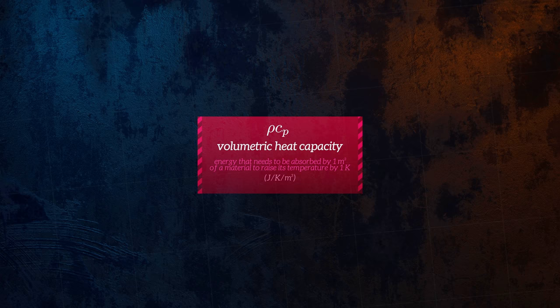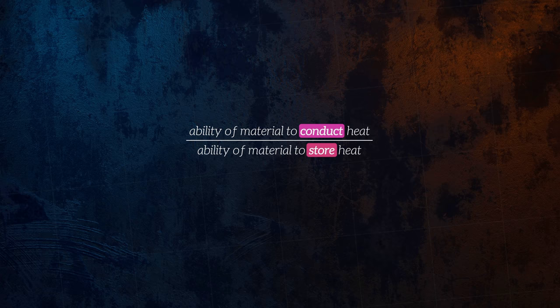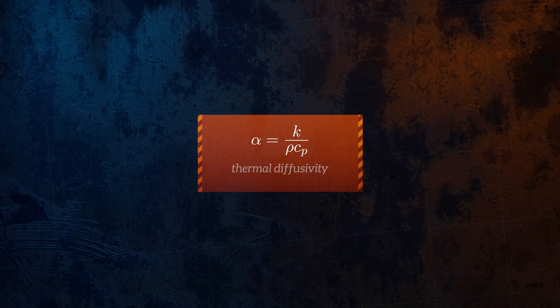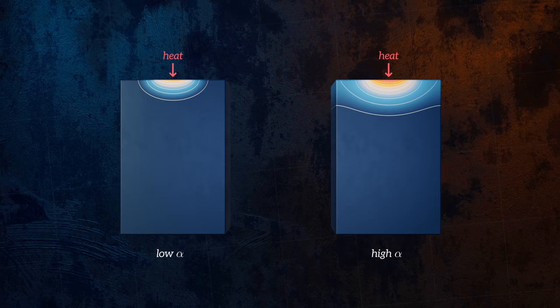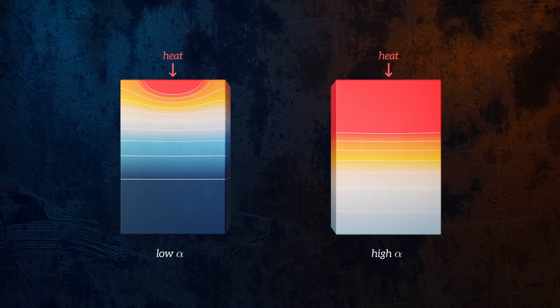Dividing thermal conductivity by the volumetric heat capacity gives us a useful parameter that describes the ability of a material to conduct heat versus its ability to store it. This parameter is denoted using the letter alpha and is called thermal diffusivity. If a material has high thermal diffusivity because it's highly conductive, or because it has low specific heat capacity, the heat will diffuse through the body much faster compared to a material with a lower value of thermal diffusivity. Only a small proportion of the energy that moves through it is needed to raise its temperature.